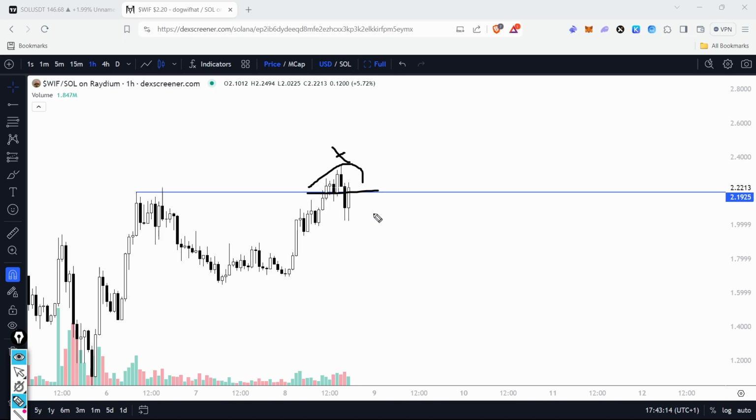This is your stops above here, and afterwards, boom. This should probably do something like this, go towards here. But if it's not, then you can probably long. Put this as your hard stop and go higher and probably go to $3 and $4.